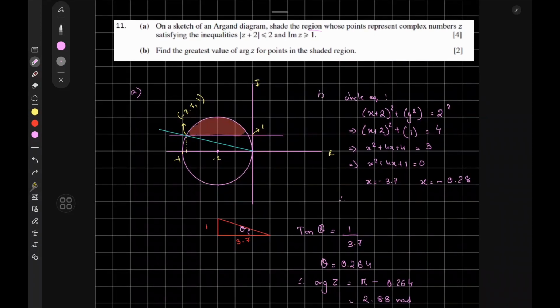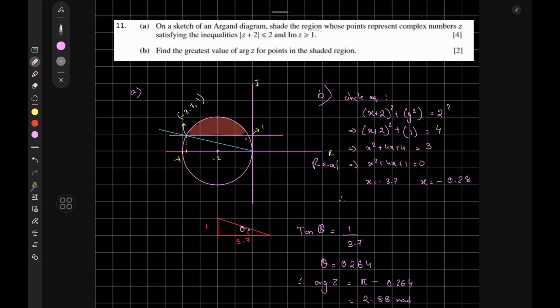Now for b, what are they telling you? They're asking you to find the greatest value for the argument of z for points in the shaded region. So the argument of z is basically telling you what angle the complex number z is making with the x-axis, or the real axis. So what angle theta is z going to be making with the real axis, and in which case will theta be the largest? They're asking for the greatest value.